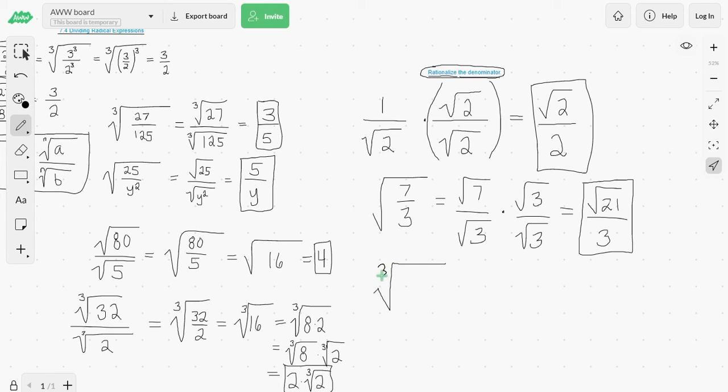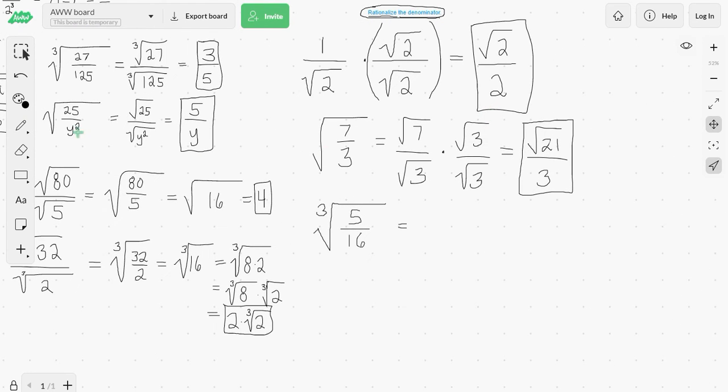So let's consider the cube root of 5 over 16. Well, we can split this up. That's the first thing I'll do, I'll take this and split it up into its 2 components: the cube root of 5 over the cube root of 16.